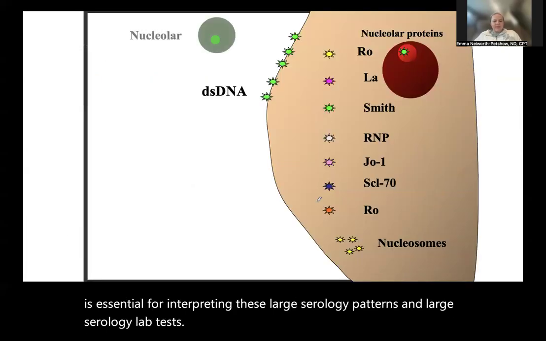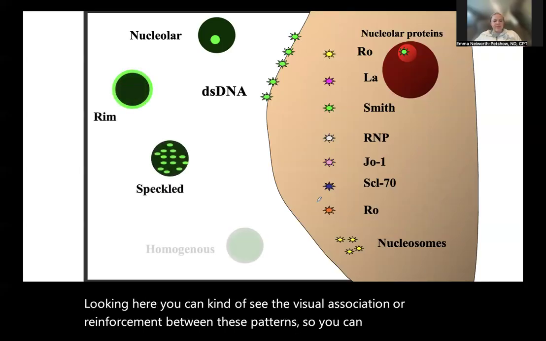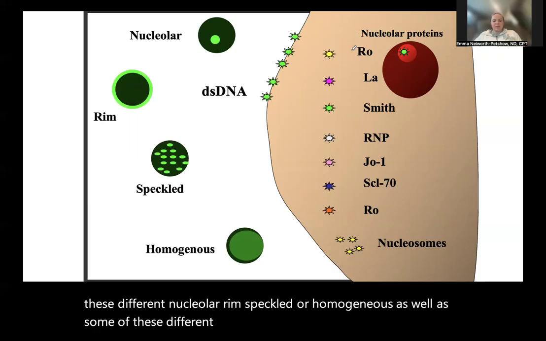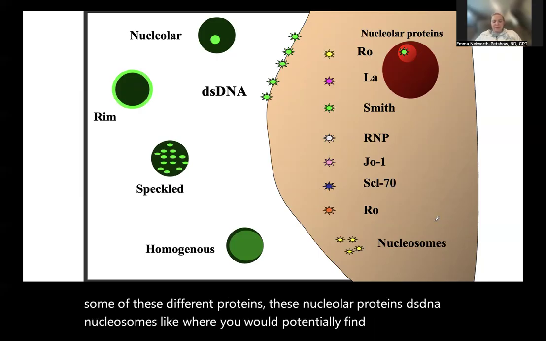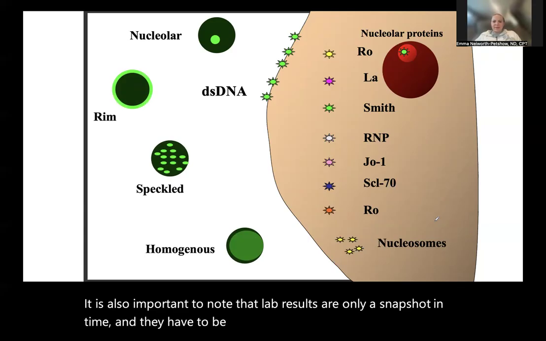Looking here, you can see the visual association or reinforcement between these patterns. So you can see these different nucleolar, rim, speckled, or homogeneous patterns, as well as some of these different proteins, these nucleolar proteins, dsDNA, nucleosomes, like where you would potentially find them. It is also important to note that lab results are only a snapshot in time, and they have to be interpreted alongside clinical findings.